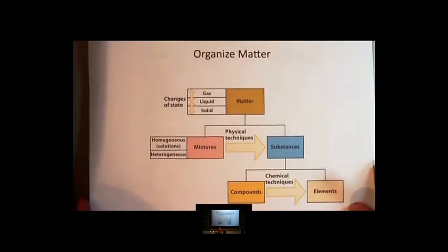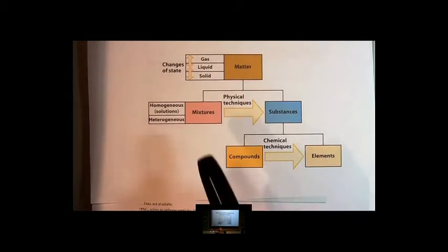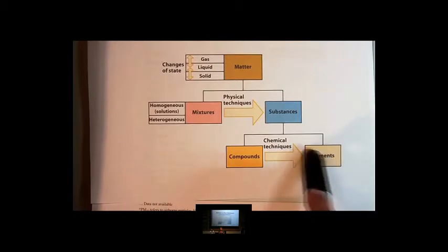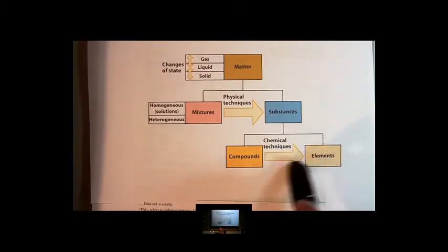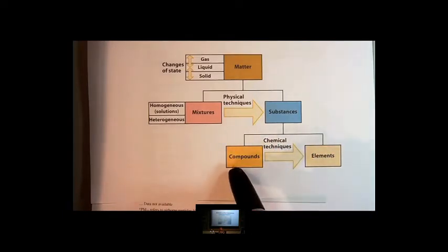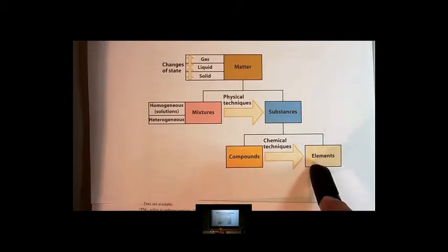So back to our organizational chart of matter. Last time we spent our time talking about mixtures. This time in part one of this lecture, we're going to be talking about elements and compounds, these pure substances. What do we mean when we say element? What do we mean by compound? How do we define them? How do we know how to name them and what their names mean? All right, so that's what we're going to be doing today.